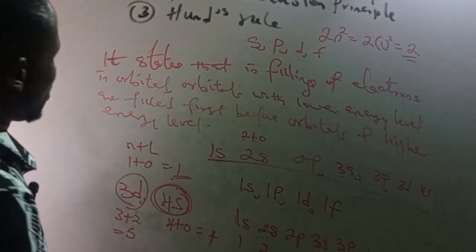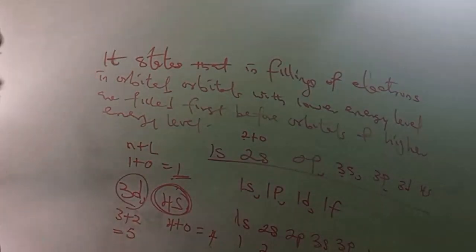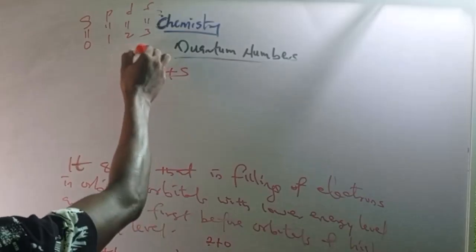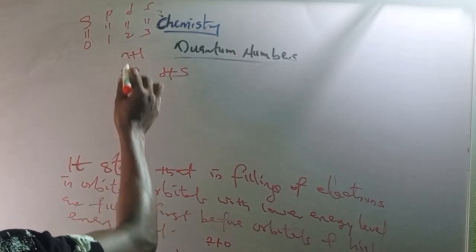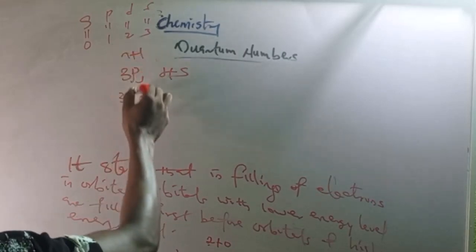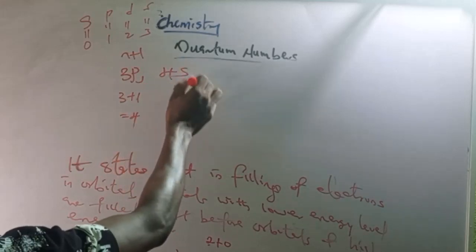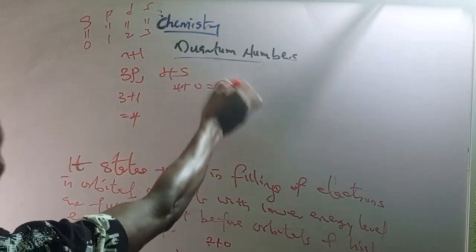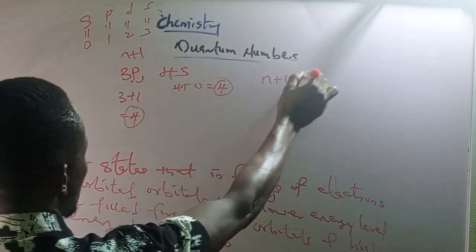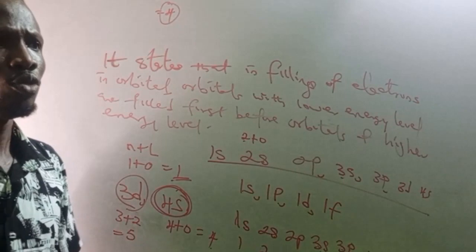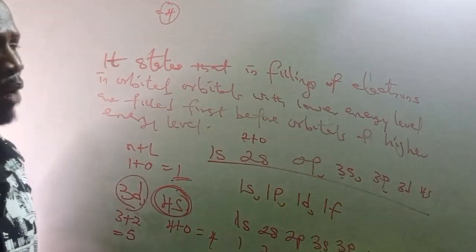But here you have 3p and 4s. What is n plus l value here? n is 3. What is p? 1. 3 plus 1 is 4. Here, 4 plus s is 0 is 4. They have the same n plus l value. The one of lower n plus l value is the one with lower energy level. That one will fill first.